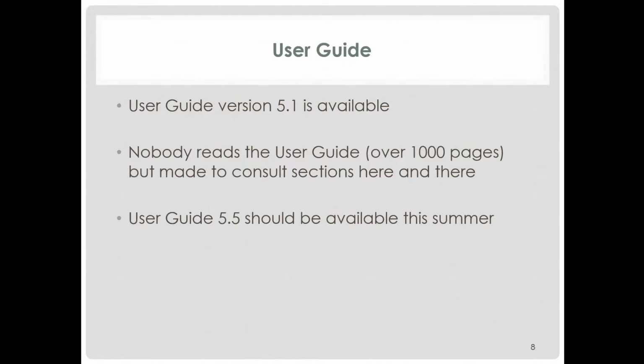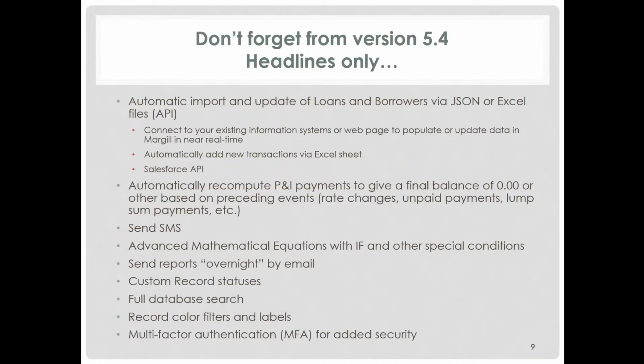User guide. We have a big user guide, over 1,000 pages. Unfortunately, it's still version 5.1. Last year, I wrote the same thing. User guide 5.5 should be available this summer. It was supposed to be 2022. Hopefully it'll be 2023, but they take so long to do, and we have bilingual French and English, so they take a long time to do. But they're quite well done, but they're long.